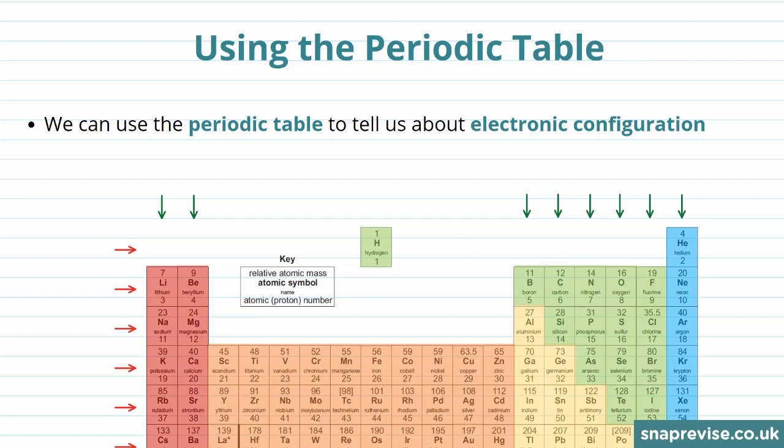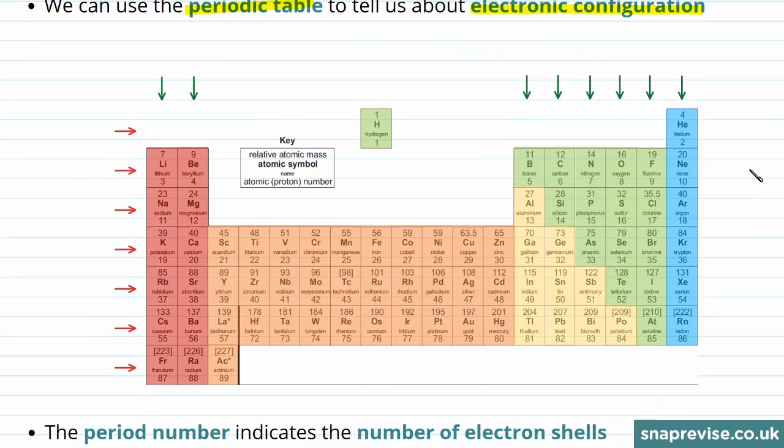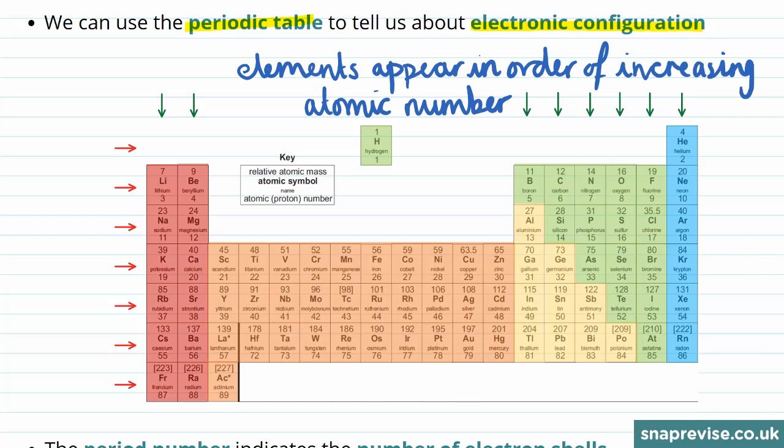So far, we've used the periodic table to tell us about electronic configuration, because we've used it to tell us about the atomic number of elements. We can also get some more information about electronic configuration from the periodic table. If you've seen our videos on the periodic table, you'll know that elements are placed in the table in order of increasing atomic number. And the atomic number increases going from left to right and going from the top of the periodic table to the bottom of the periodic table.